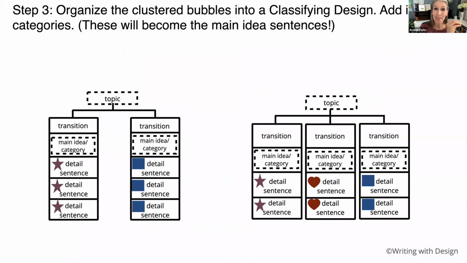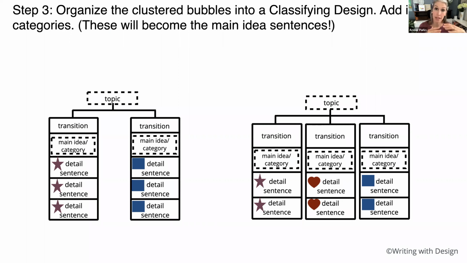So from the brainstorming design, what we go to next is our classifying design. And you're hearing all these design names. This is the basis of writing with design. We have what we call mind designs. And these are visuals that help our brains process and visualize thinking and information. So we have the brainstorming design with the bubbles. You just put lots of bubbles all over, get your ideas down.